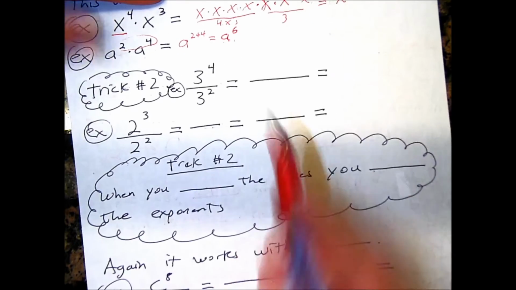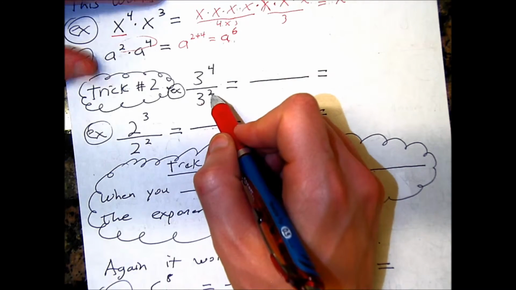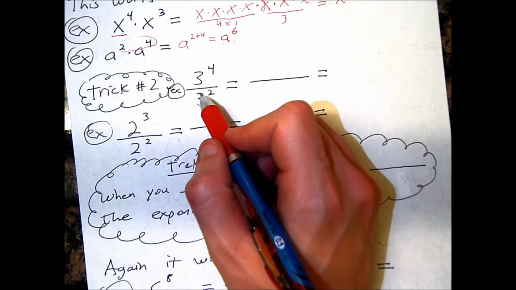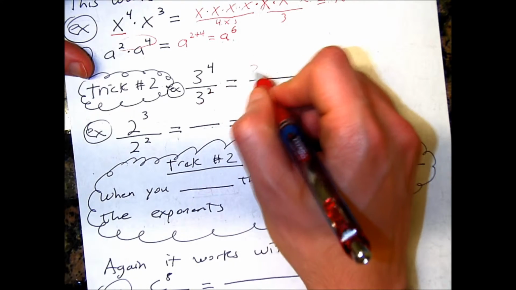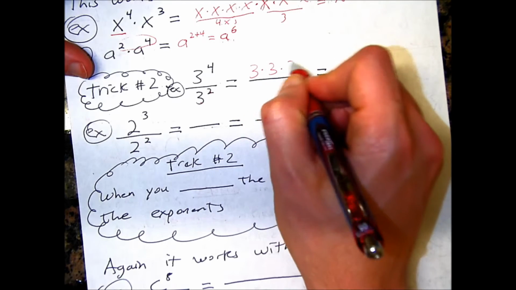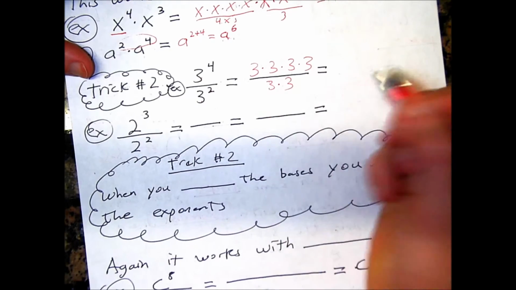Trick number 2. 3 to the power of 4 over 3 to the power of 2. We're going to see how it works when you're dividing the bases. So 3 to the power of 4, how many times do I write 3? 4 times, right? And then 3 to the power of 2, I write it 2 times.